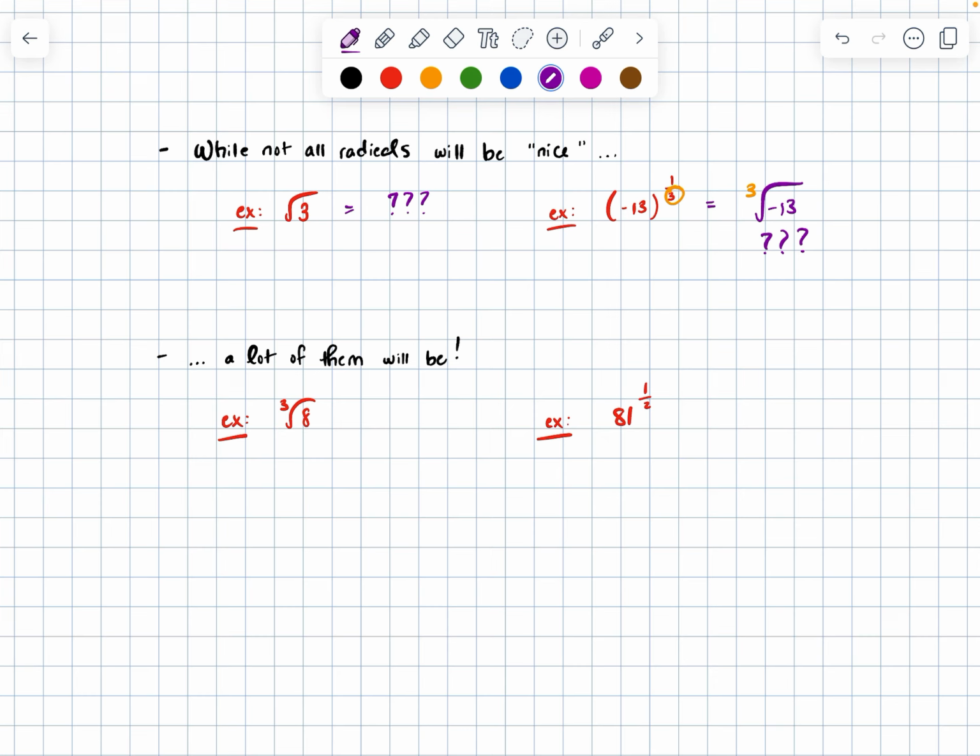Can you ask the cube root of 8 again as a question and then figure out what the value is that answers that question? Take 30 seconds, pause the video, and if you think you've got it, try it again with 81 to the power of 1/2. Go, go, go!